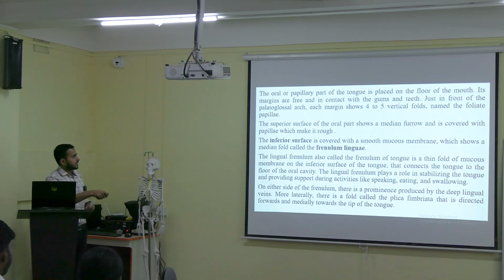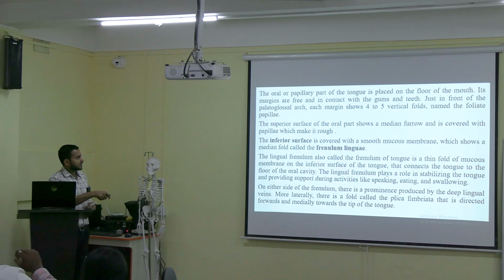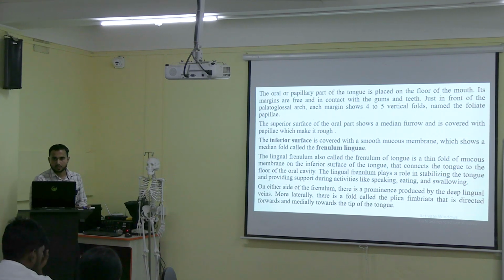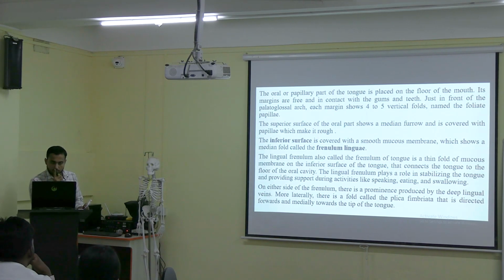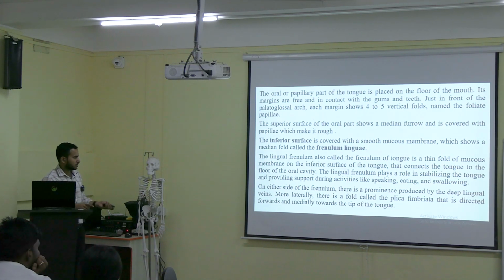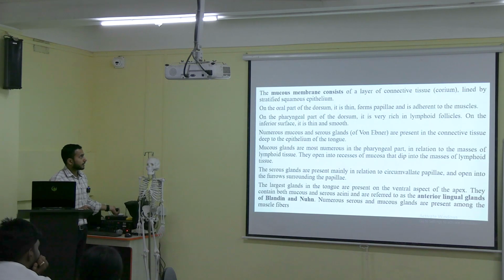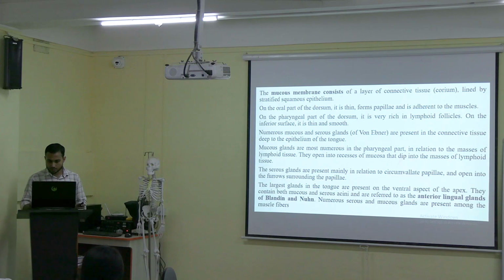Next, if you see the inferior surface, there is smooth mucous membrane where a median fold is present, called the frenulum linguae, also called the frenulum of the tongue. And if you go more laterally, you will get the deep lingual vein, and more lateral to that another mucosal fold is there, called the plica fimbriata. Those are macroscopic structures, nothing to do with microscopic structure. Now from here it is important.